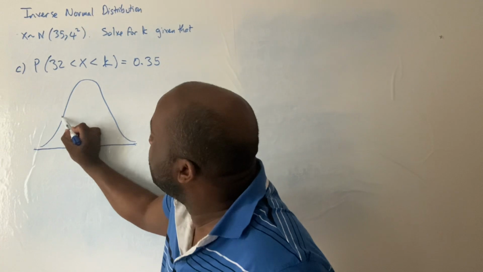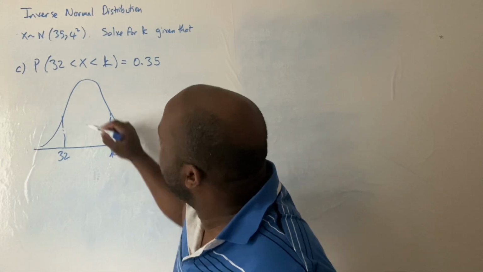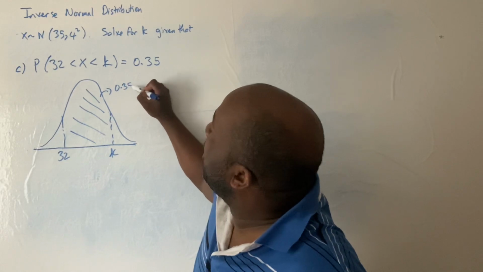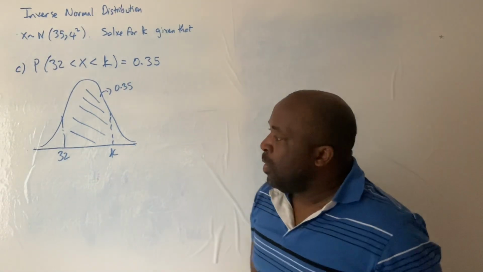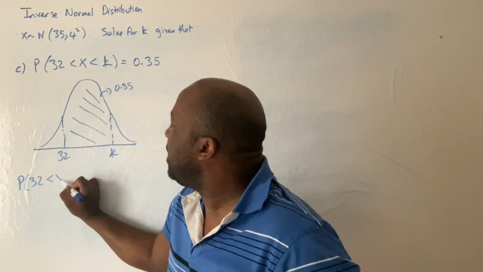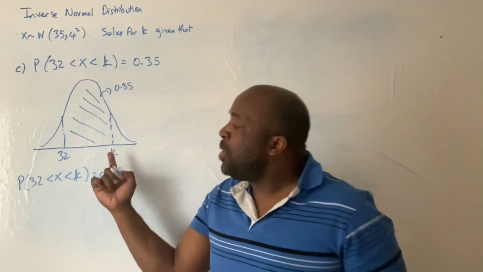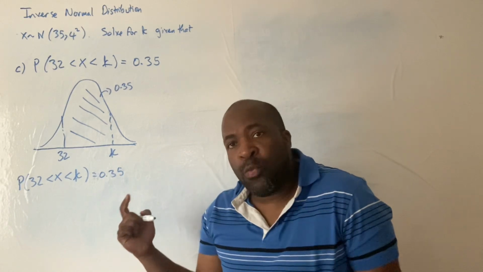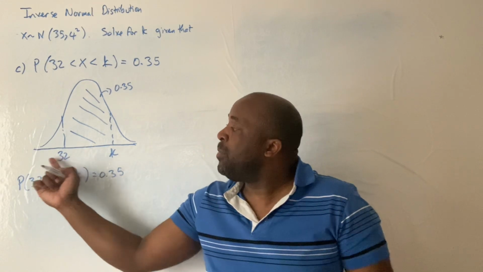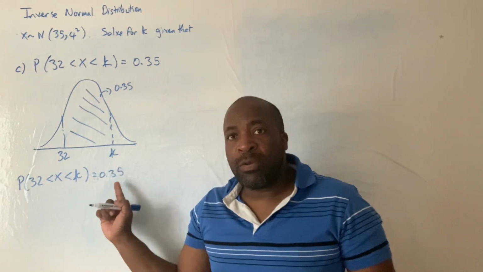So we have 32 and k, and then the area in between is 0.35. So essentially, the probability that 32 is less than x is less than k equals 0.35. In terms of how we would ordinarily go about working this out, we would do the probability of x being less than k minus the probability of x being less than 32, and then set that equal to 0.35.